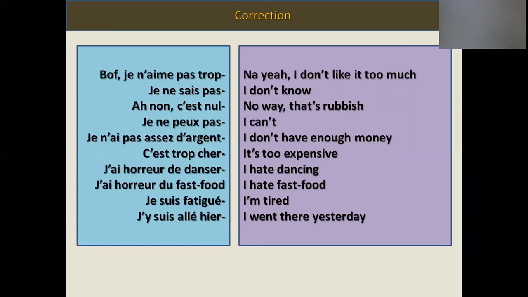Be careful. A common mistake is to say trop and say the P. French people would not do that, so pronounce it trop. Don't say the P. Okay? Correct your work, and I am moving on.